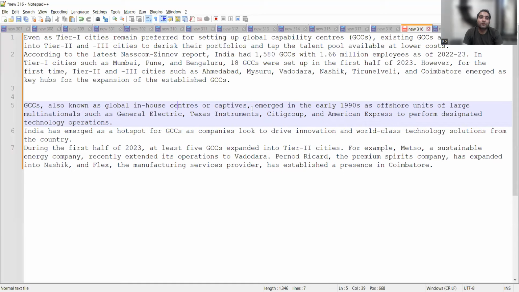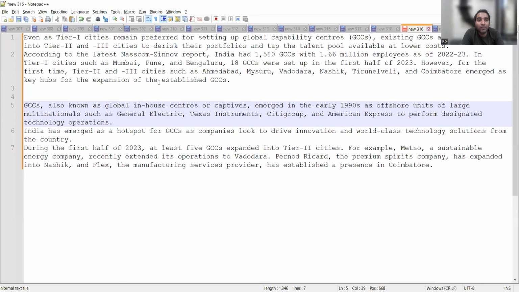And apart from that, these GCCs are also expanding. If you see, first of all, when they started in India, they were only based out of tier one cities, right? Now, currently, GCCs have also started expanding into tier two and tier three cities, because they want to reach out to more of the talent pool at lower cost. So now they are increasing day by day.